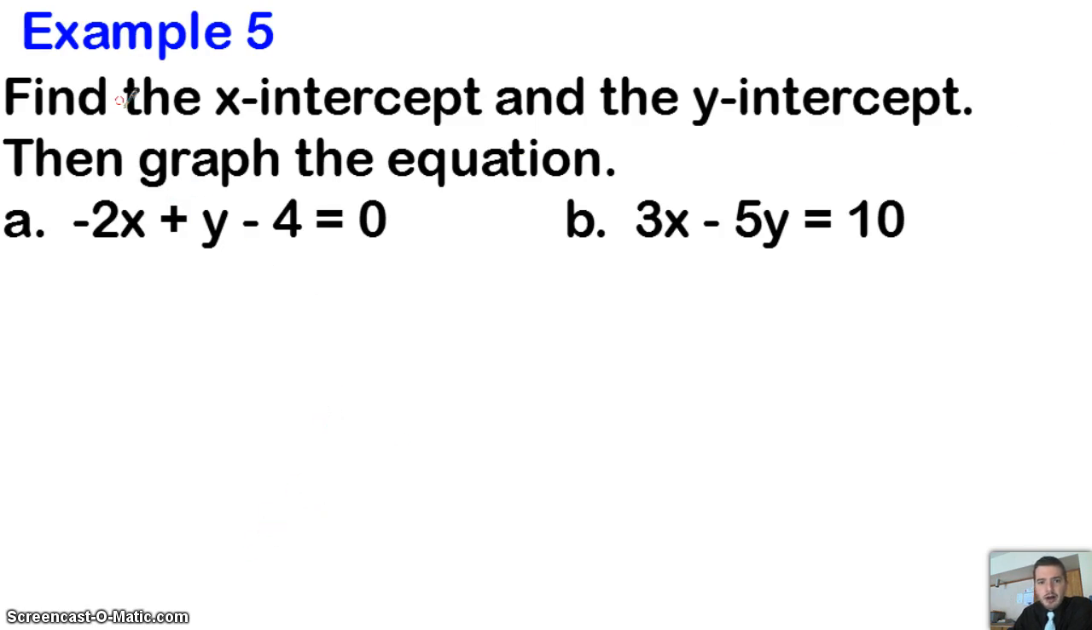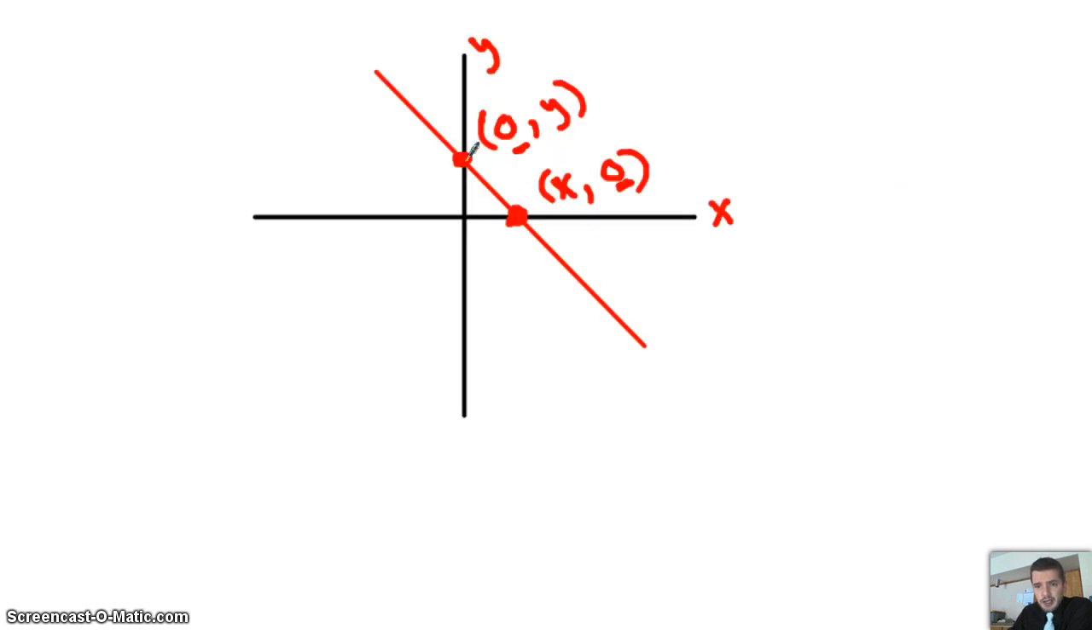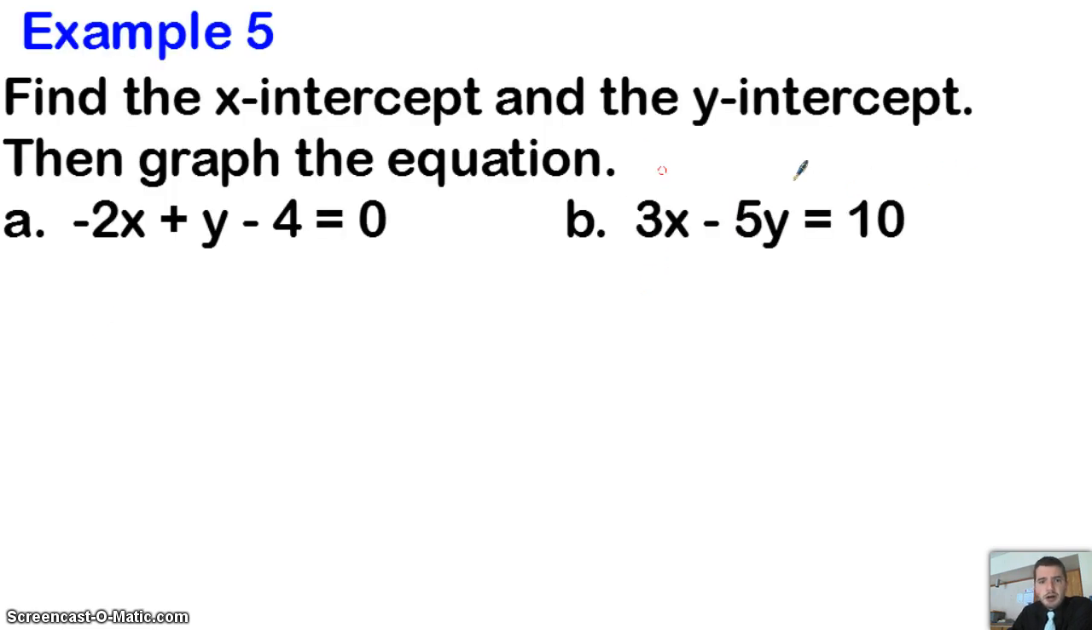Okay, it says find the x-intercept and the y-intercept, then graph the equation. Alright, so this is the last thing we're going to do in this video. In order to find the x-intercept and the y-intercept, I'm going to have to use that number that we found. For y, you're going to plug in 0 for x. For x, you'll plug in 0 for y. It's that easy. Alright, so let's try it.